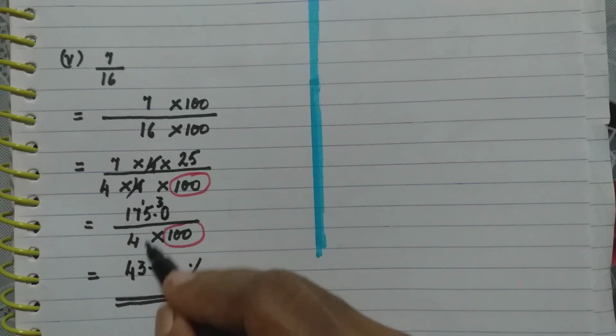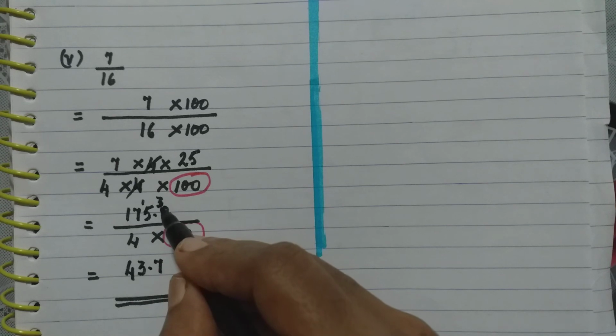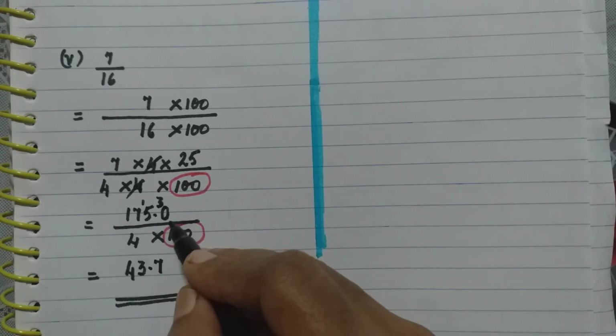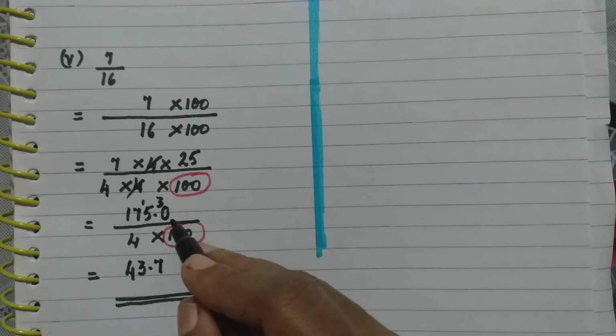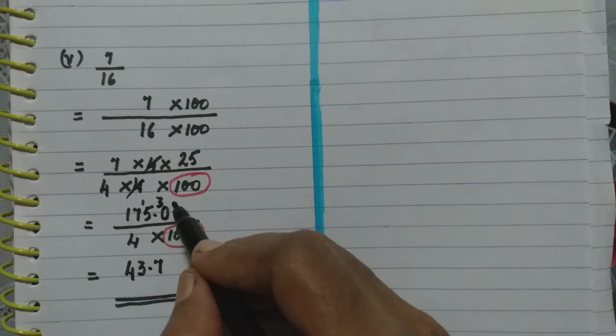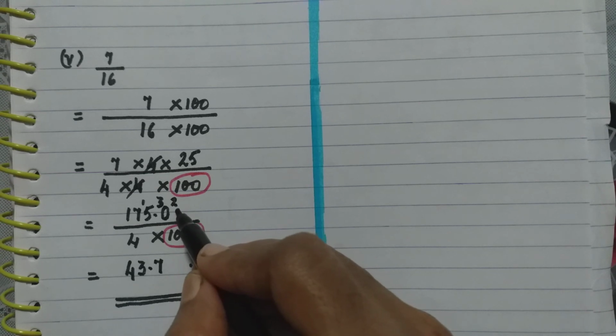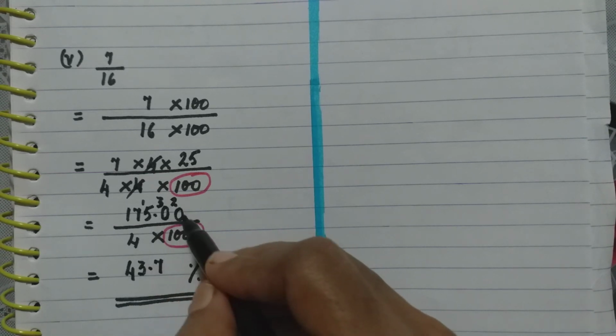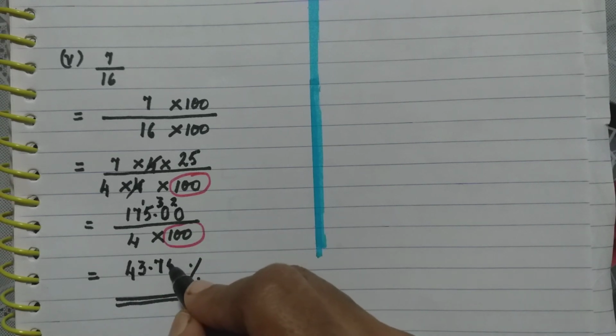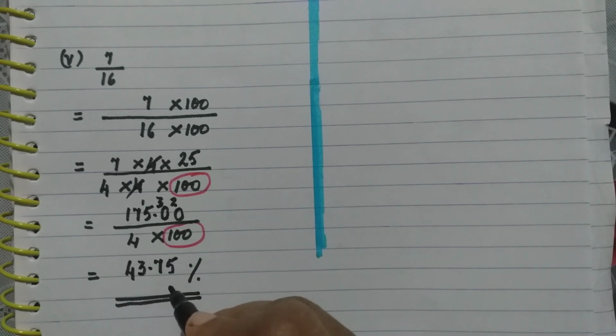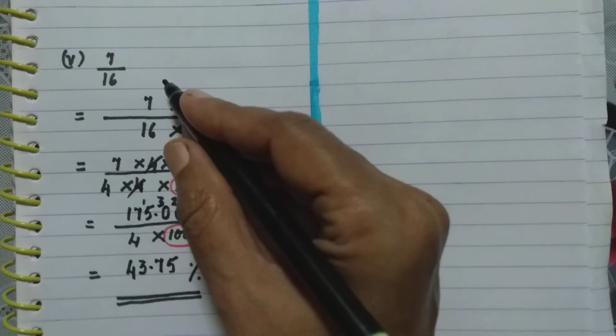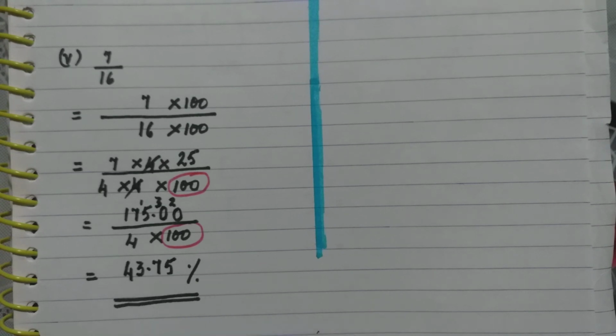You see here, because of this point, we write a point here. 4 sevens are 28. So again you have 2 left. We can put one more 0. Now 4 goes in 20 completely. How many times? 5 times. So 43.75%. So 7 by 16 is 43.75%.